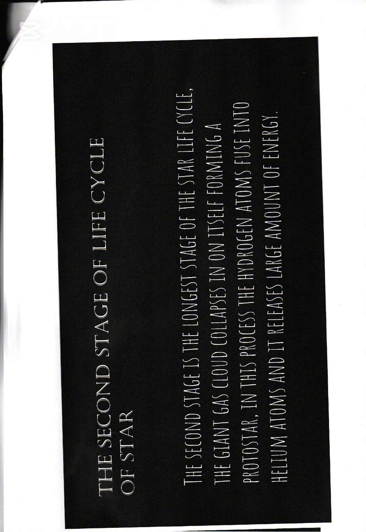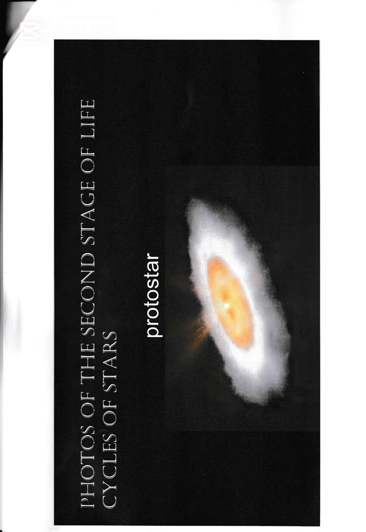The second stage of the life cycle of a star, which is the longest stage, is that the giant gas cloud collapses on itself, forming a protostar. In this process, the hydrogen atoms fuse into helium atoms, and it releases a large amount of energy. Here we have a photo of a protostar.